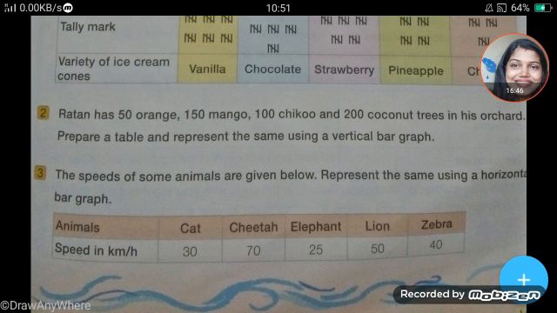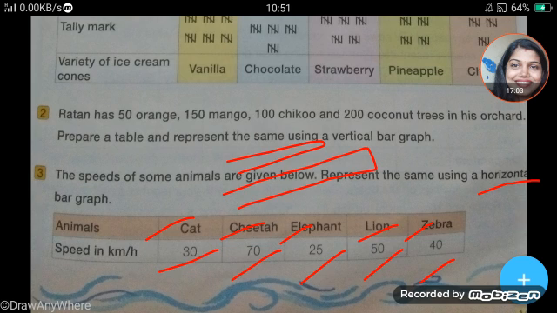So last we are going to see the question, children. The speeds of some animals are given below. Represent the same using the horizontal bar graph. So the animals become your label and the speed becomes your data. As they have asked for a horizontal bar graph, the bars will be horizontal like this. Let us understand how to plot this graph.